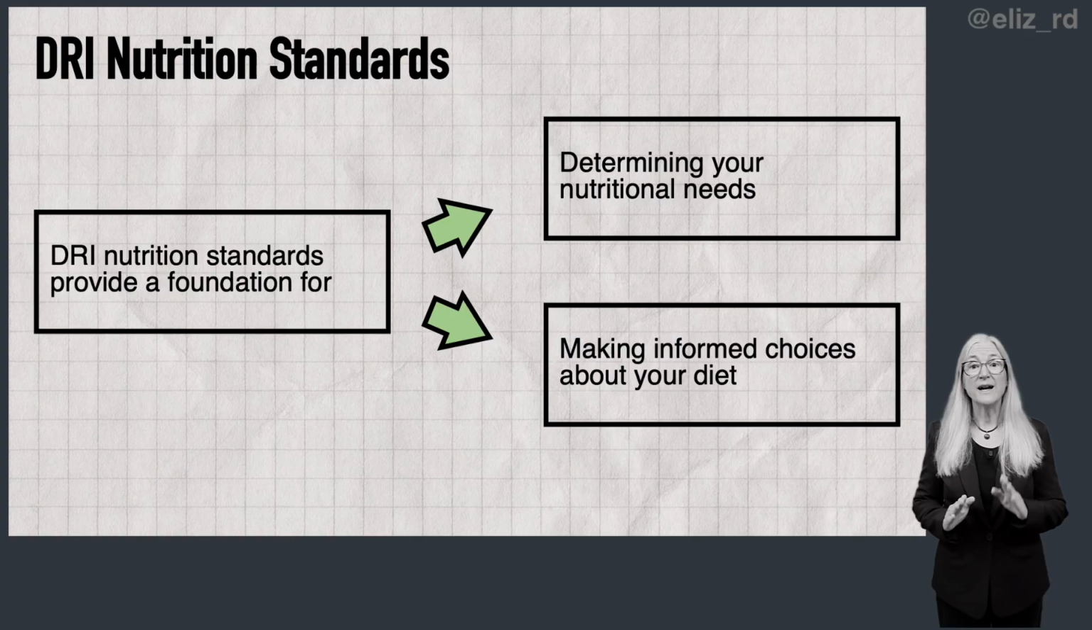In episode 1, I introduced the DRI nutrition standards, which suggest healthy intake levels for essential nutrients for healthy persons of all ages. These standards provide a foundation that you can use to help determine your nutritional needs and make informed choices about your diet. The ideas introduced in episode 1 are used throughout the other episodes, so I highly recommend it.